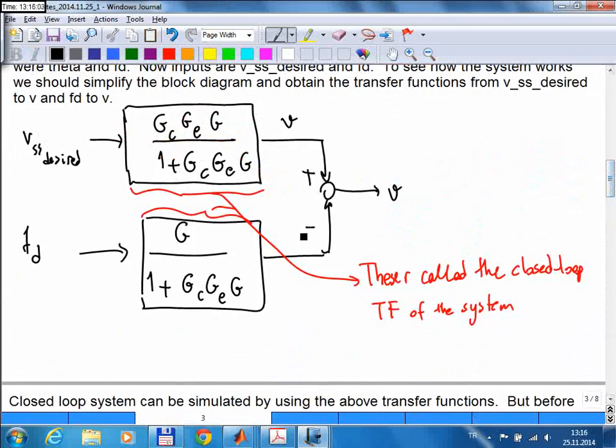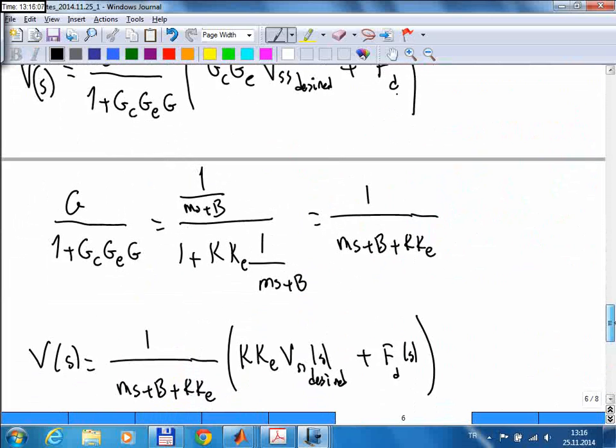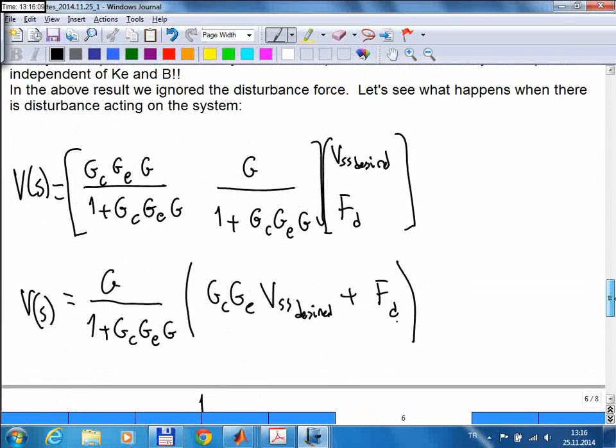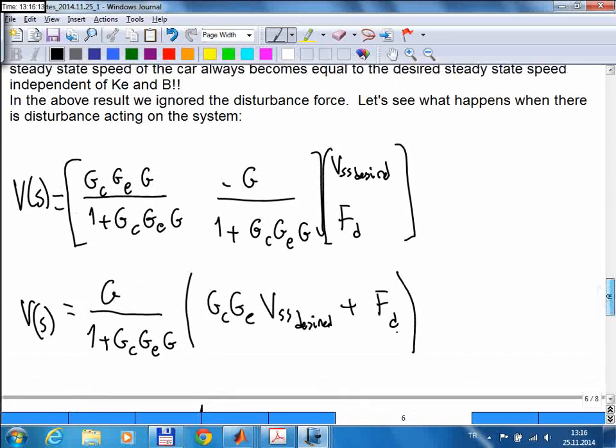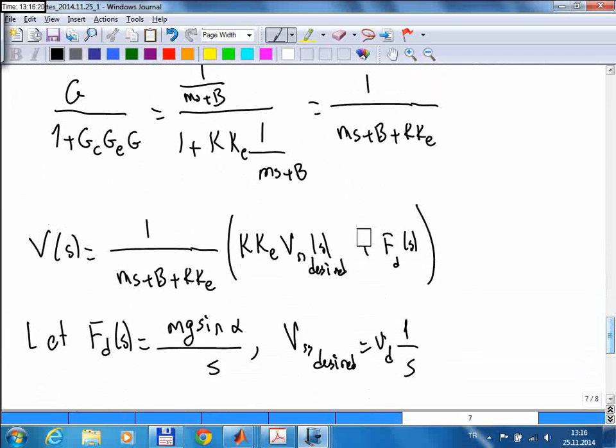Okay, so this should be negative, right? So that's a very good point. Thank you for correcting that. So we should use a negative sign there, so that this becomes minus. And so is this.